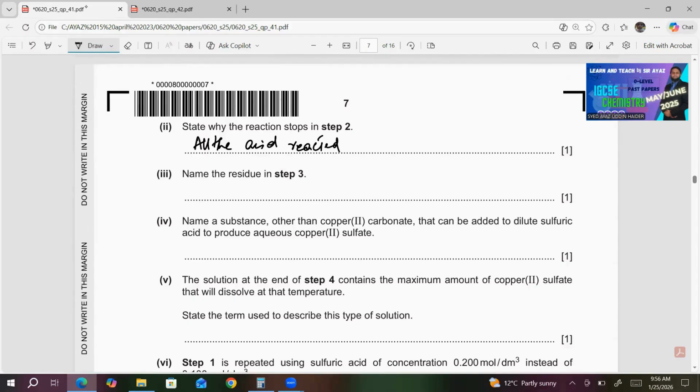3. Name the residue in step 3. So the residue must be copper 2 carbonate, and that will be unreacted. So I'm going to write unreacted copper 2 carbonate.